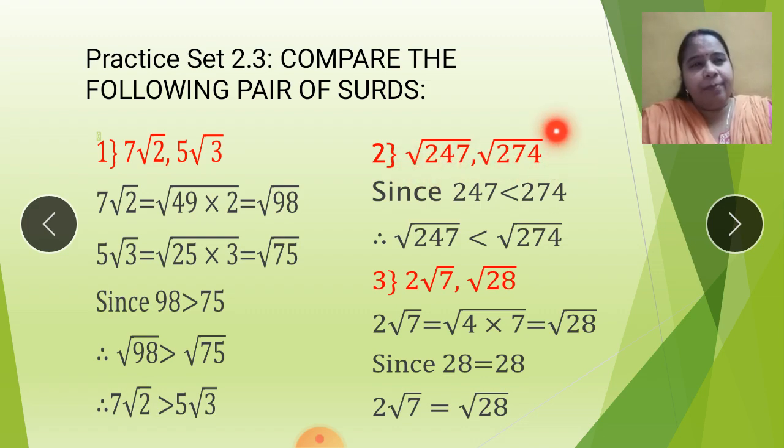They are already pure surds. I just have to compare these numbers. Since 247 is less than 274, square root of 247 is less than square root of 274. Like this, we can directly write the answer of it.